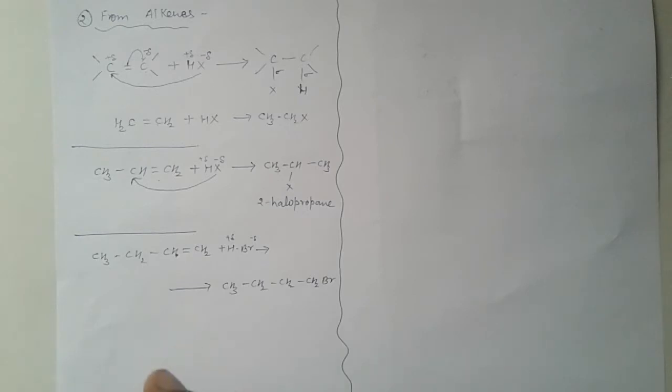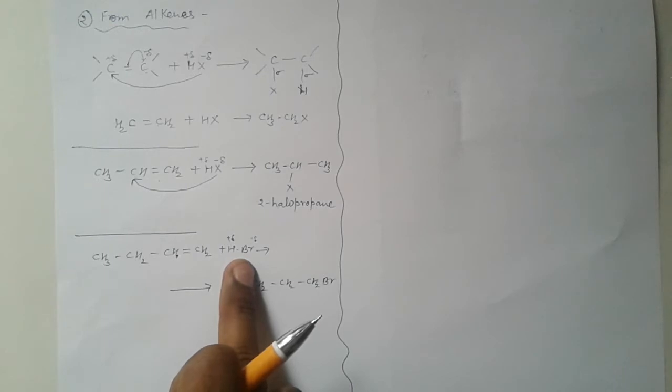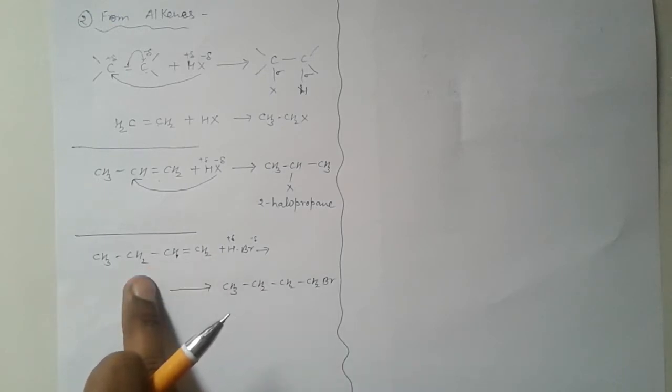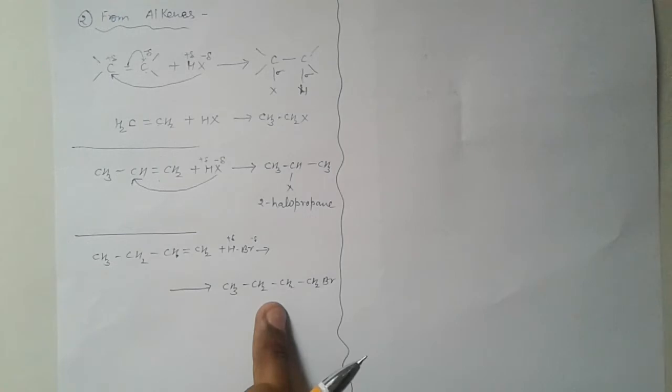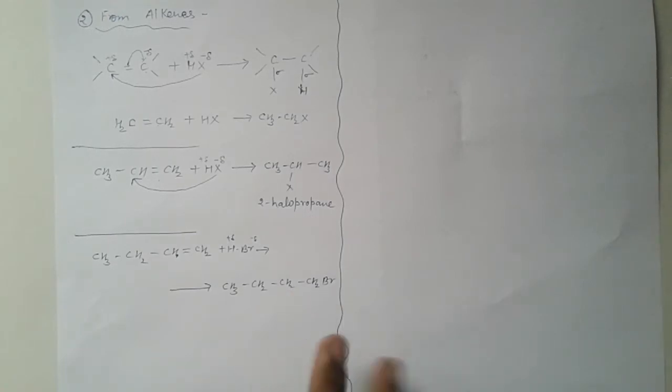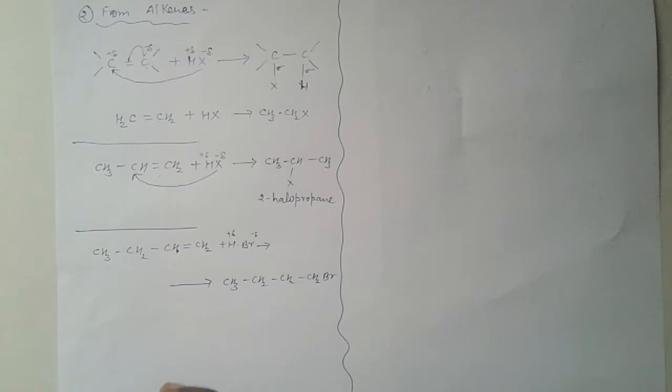According to the peroxide effect, in the case of addition of HBr only, to an alkene, the negative part of the attacking reagent will join to the C atom carrying more H atoms. For example, after addition of HBr to 1-butene, 1-bromobutane is formed. Here, the addition takes place by free radical mechanism.